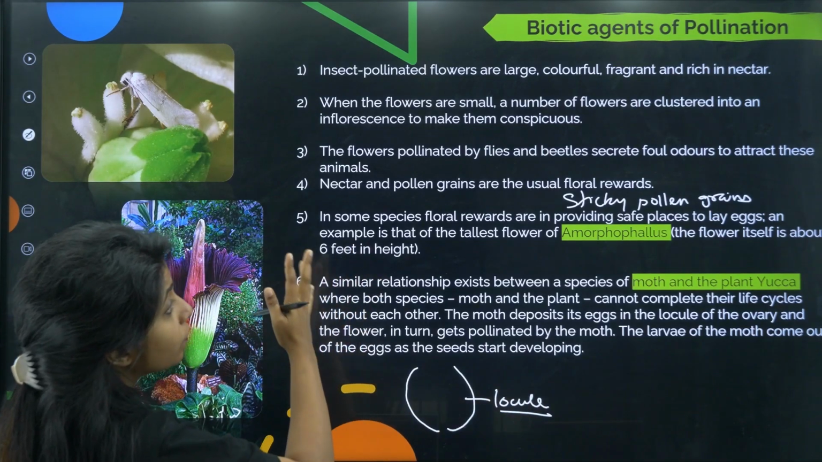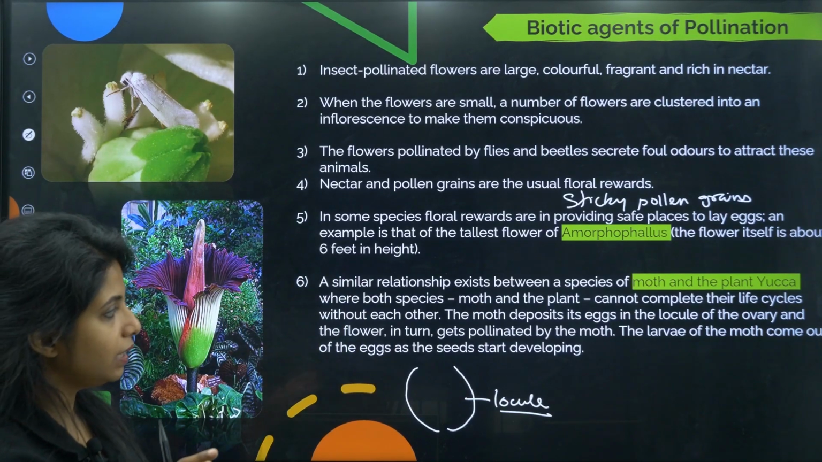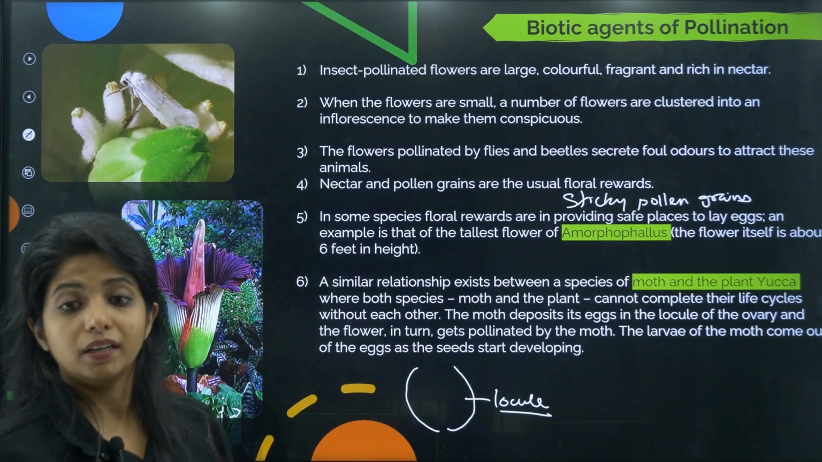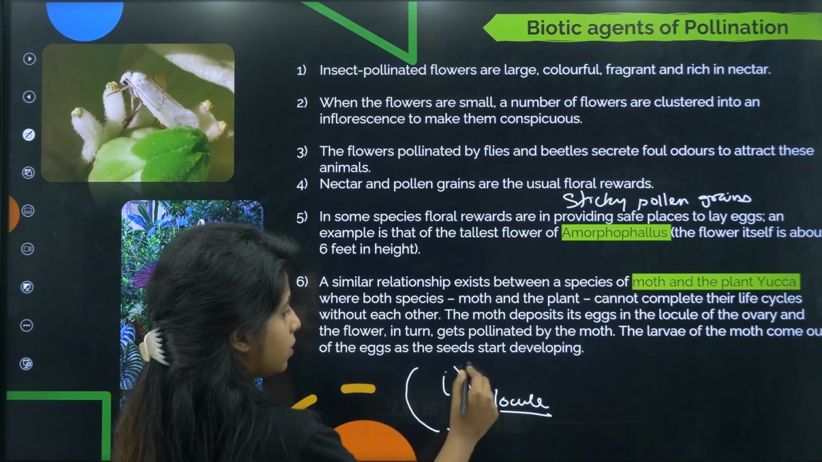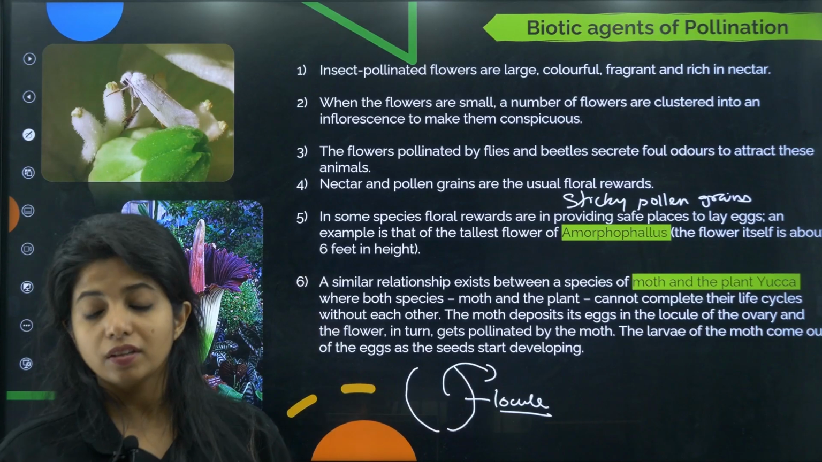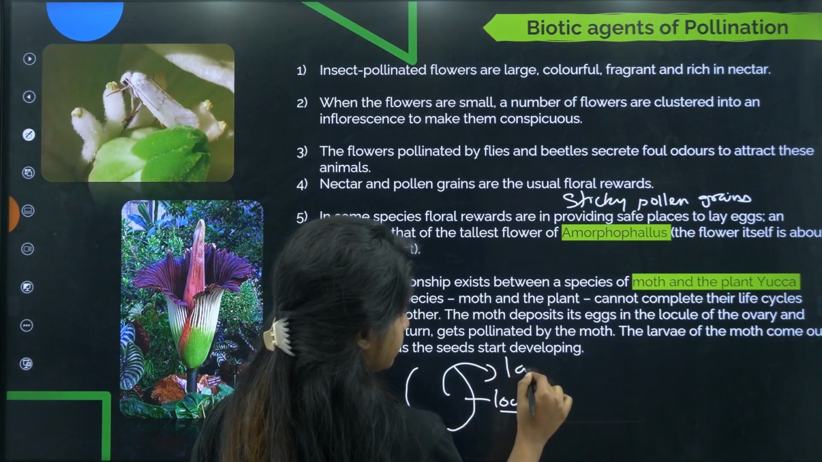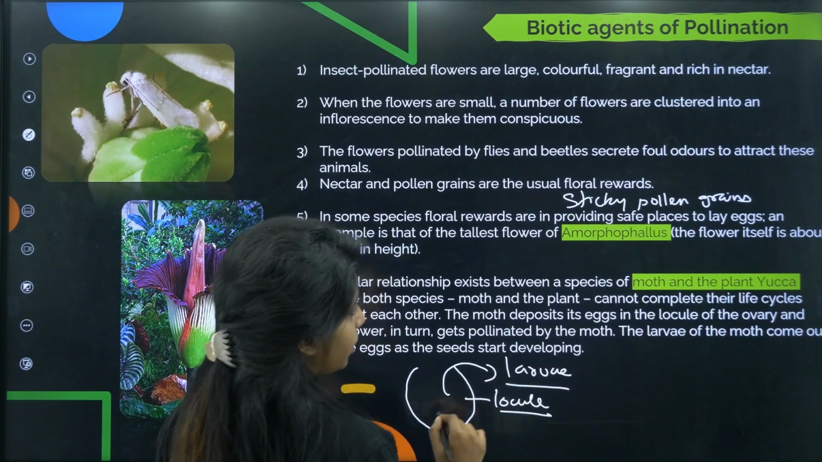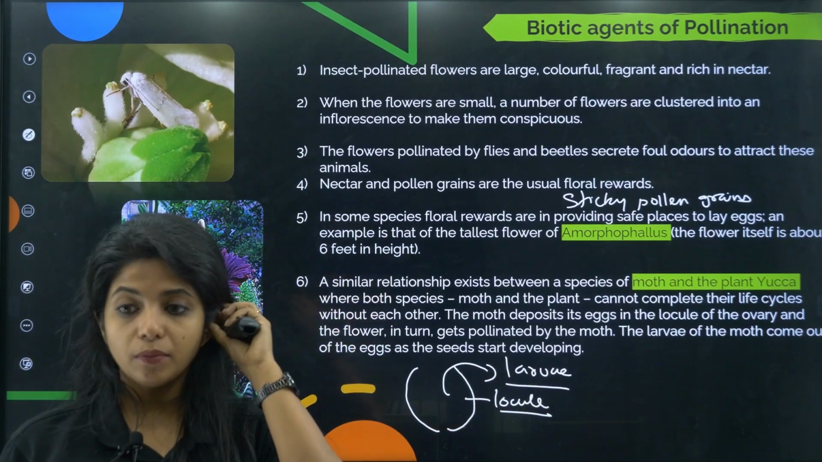So inside the locule of the ovary, this moth goes and lays eggs, and later when the pollination and everything happens and the seeds start developing, that's when the larvae come out. The egg cannot come out, the larva comes out from the egg. That's a very, very unusual thing, right? So that is the relationship between the plant and the moth yucca.